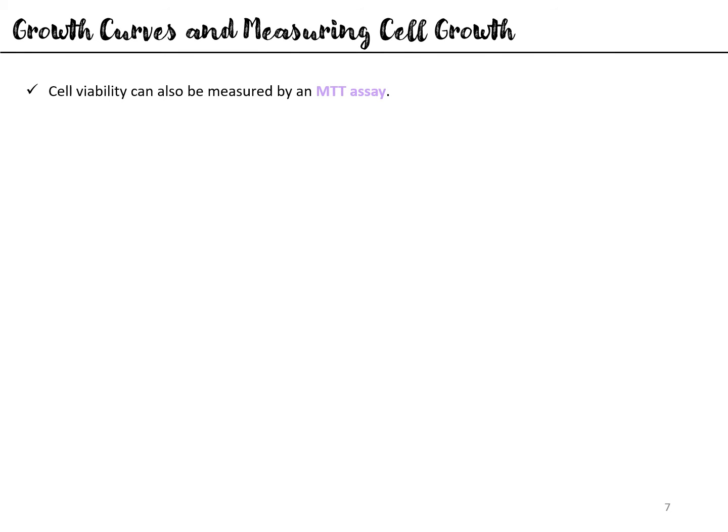Cell viability can also be measured by an MTT assay. So what is that? Yellow MTT is a tetrazole. So MTT, the starting substrate, is yellow in color, and this is reduced to purple formazan in the mitochondria of living cells. So if you have living cells, then if you add yellow MTT, you're going to get purple formazan. And if you have dead cells, then this yellow compound will remain unchanged. Why? Because only the mitochondria of living cells will catalyze the conversion of MTT to formazan.